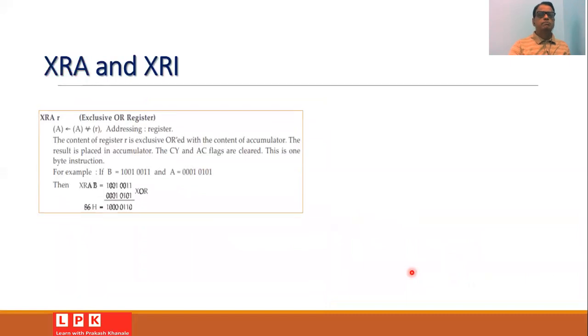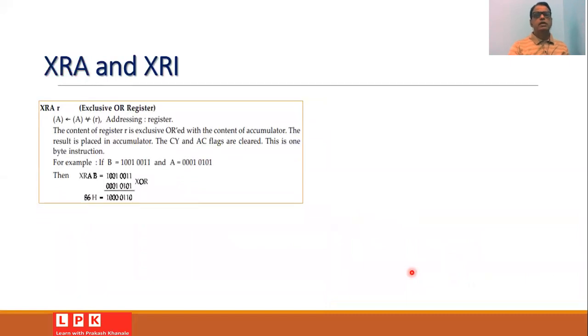Another type of instruction that is very frequently used is the exclusive OR register. This instruction is written as XRA R, that is, the content of the register R is exclusive ORed with the content of the accumulator, and the result is placed in the accumulator. Here also the carry flag and auxiliary carry flag are cleared, and this is a 1 byte instruction.